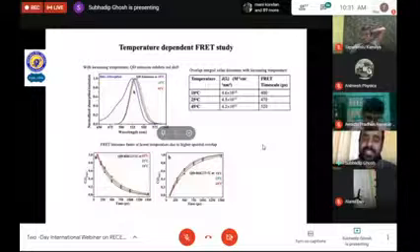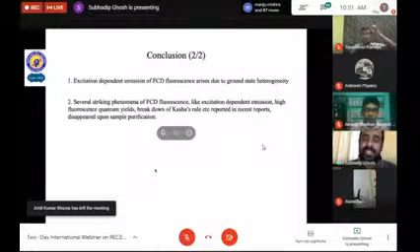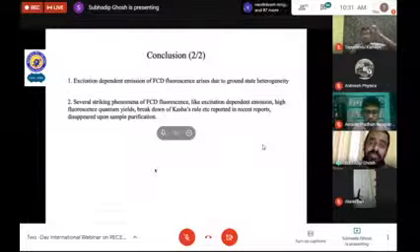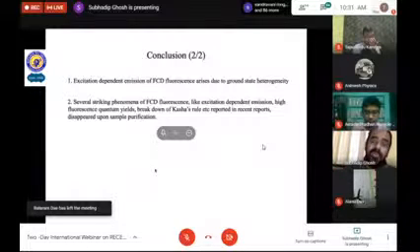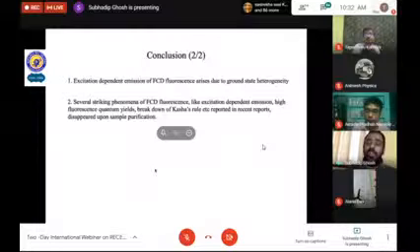Excitation dependent emission of fluorescent carbon dot arises due to ground state heterogeneity, and several striking phenomena of fluorescent carbon dot, like excitation dependent emission, high fluorescence, and breakdown of Kasha's rule, everything reported in high impact journals is basically due to impurity in the carbon dot. I would like to thank everyone for my talk. So, any question from the audience?